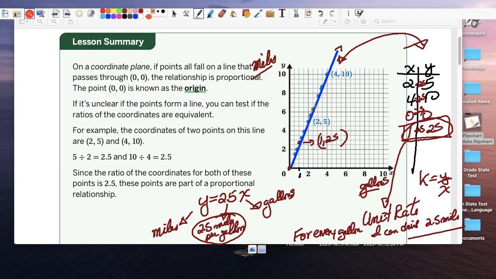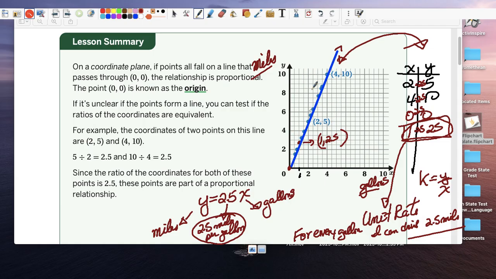Okay, and then, but if that's not enough, again, you can take a few points from this line, put it on the table, find the constant of proportionality, make sure it's the same for every ordered pair, which it is: times 2.5, times 2.5, times 2.5, and you can prove that it's a proportional graph.